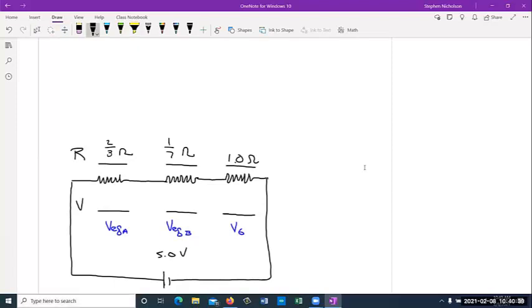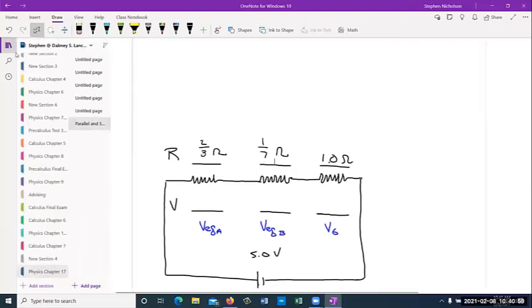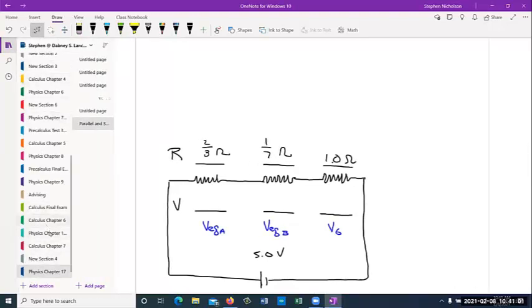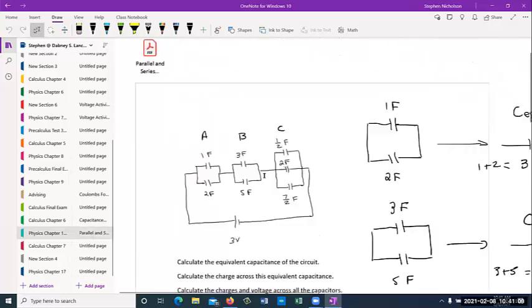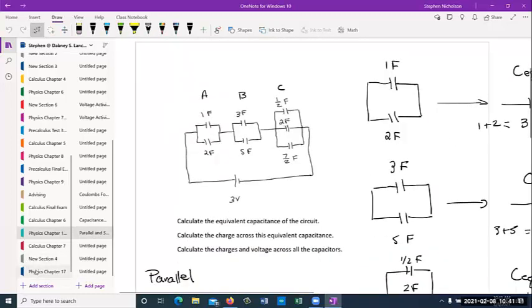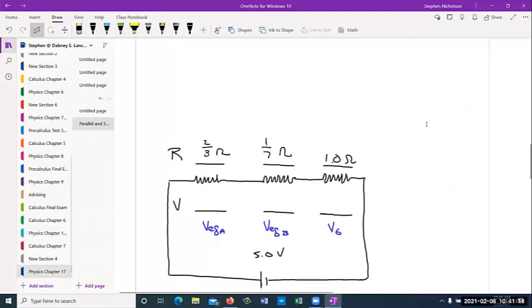Chapter 7 homework, I think, is due Friday. Chapter 17 is not due until after the test, because this is not a part of the test. Okay, this is the part of the second test. The capacitors is part of the first test, but not a part of the second. So if you go back to chapter 16 here, where is it? So this is a part of the test. This is not part of the test yet. Okay.